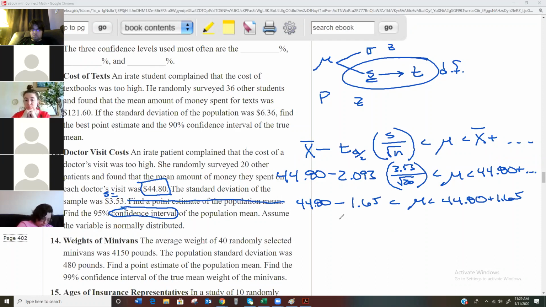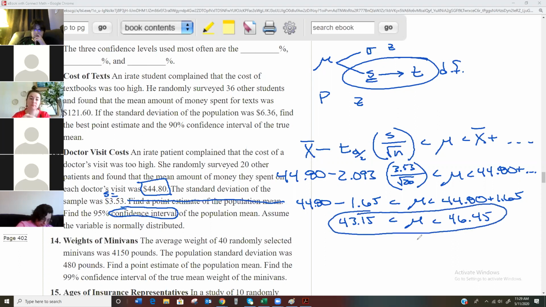So what is that? 43.15. Okay. And then over here we got 46.45. So our confidence interval is between 43.15 and 46.45, which is pretty good considering we only had a sample size of 20 people. Somewhere between $43.15 and $46.45 for an average of how much they spent for a doctor's visit.